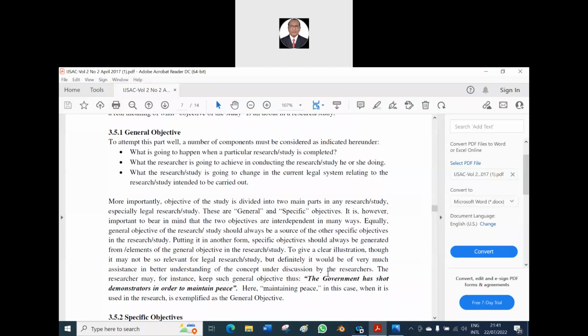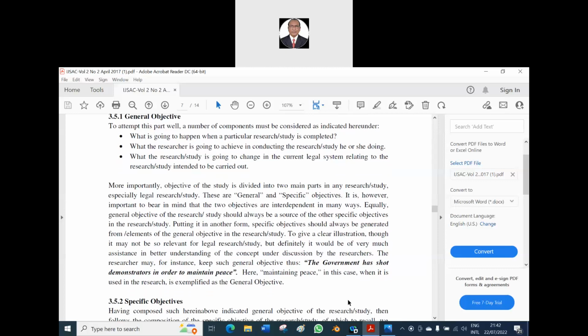What is the general objective? No, the general objective of shooting demonstrators is maintaining peace. Why has the government shot? To maintain the peace. So that is the general objective. Now you tell me, when you achieve the general objective, how can you achieve maintaining the peace? What are the variables that should be there?